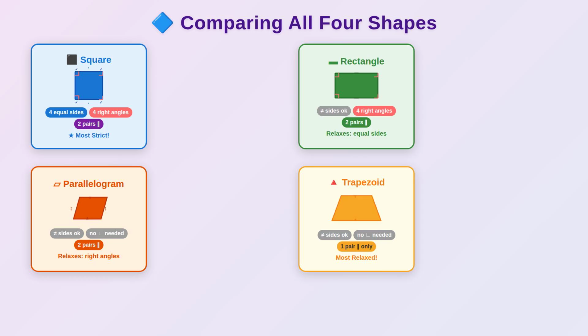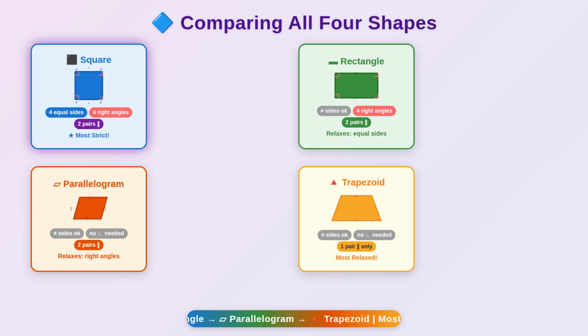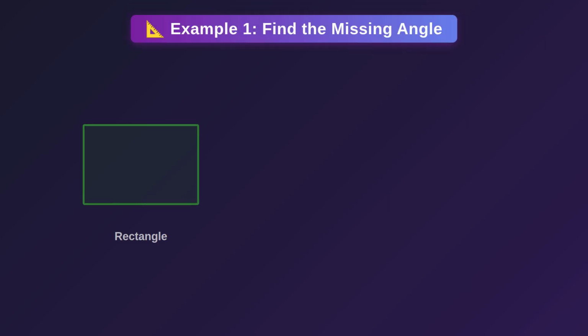Now, Maya lays all 4 shapes side by side and sees the big picture. The square is the strictest. 4 equal sides, 4 right angles, 2 pairs of parallel sides. The rectangle relaxes the equal sides rule, but keeps those right angles. The parallelogram relaxes the right angle rule, but keeps 2 pairs of parallel sides. And the trapezoid? It only needs 1 pair of parallel sides. They're like a family. The square is the most specific, and as you go down the list, each shape gets a little more relaxed about the rules.